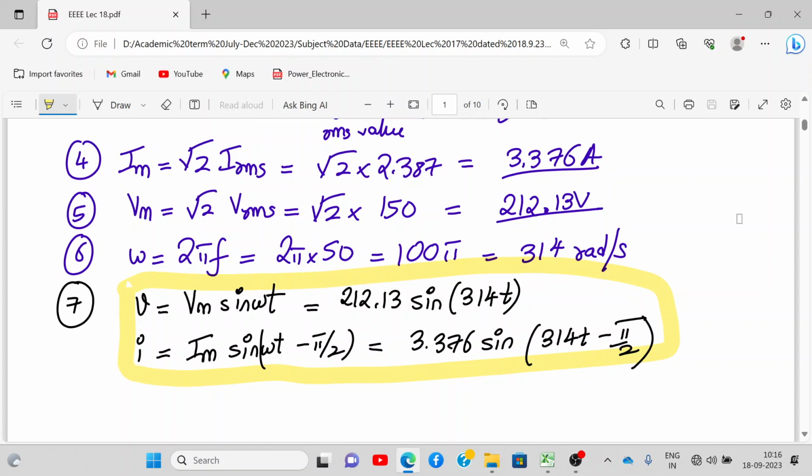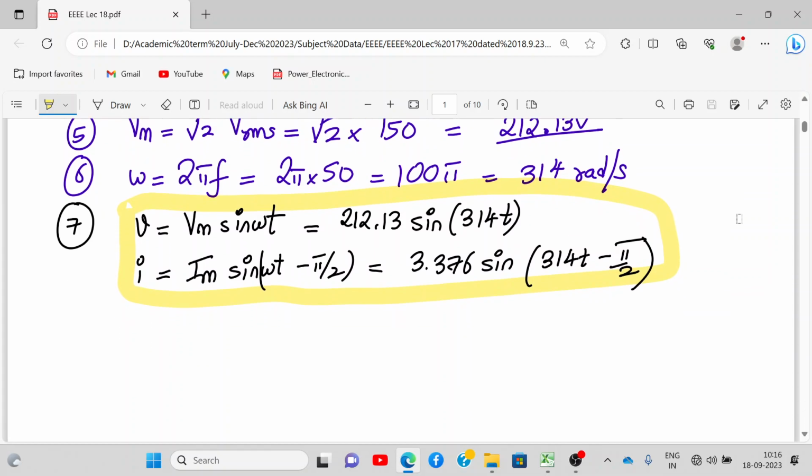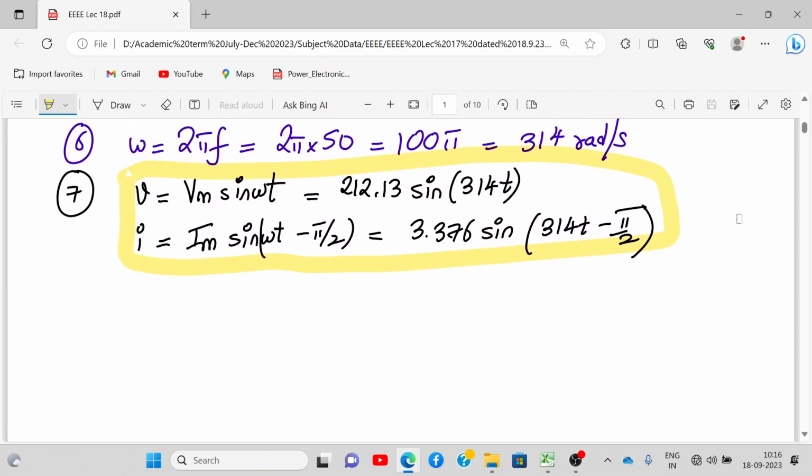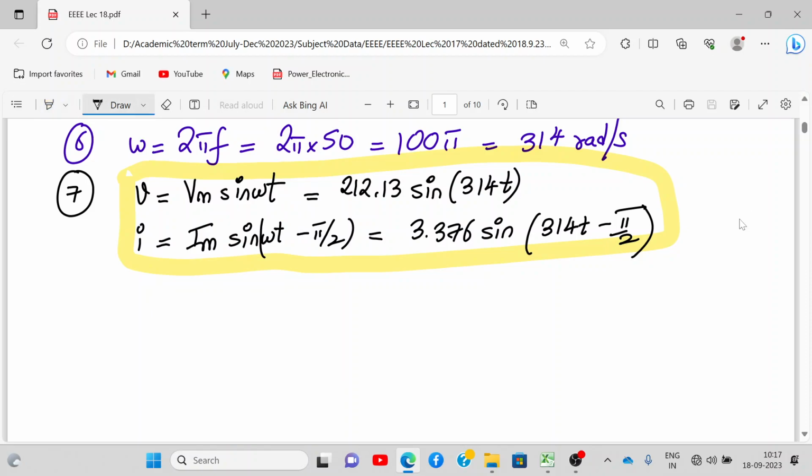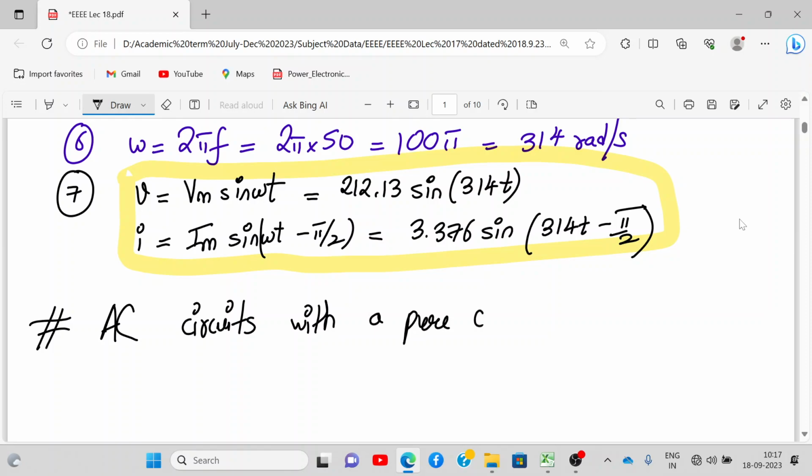So this ends our discussion on AC circuit with a pure inductor. Now next we'll start with AC circuit with a pure capacitor. Completed up till here? So next write down AC circuits with a pure capacitor, or it is also called a capacitive circuit.